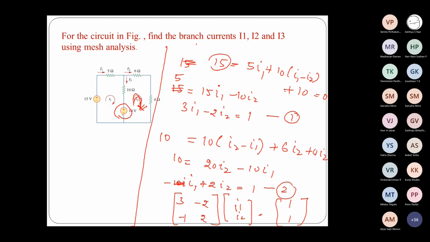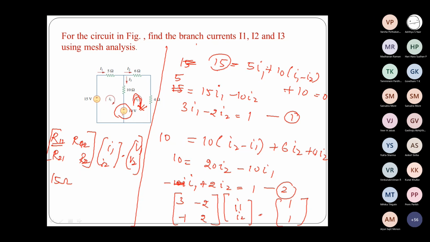Now, by inspection of the circuit, just by looking at the network, how do we write the equation? As discussed already, let me write this matrix once. R11, R12, R21, R22 into I1, I2 is equal to V1, V2. Now let us replace all these values for the given network. R11 is the self-resistance, the sum of the resistances for loop 1. For loop 1, we have two resistances, 10 ohms and 5 ohms, so I can write it as 15 ohms.